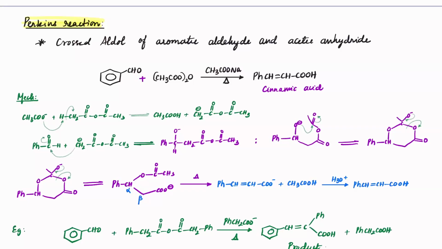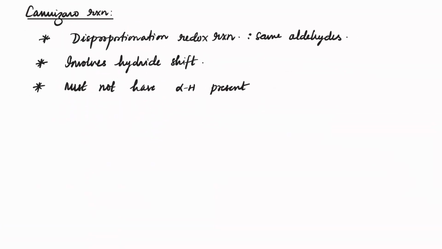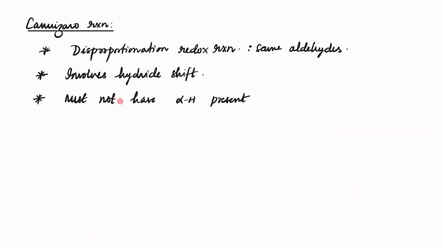Done, right? Everybody? Right. Now, let's discuss the next reaction, which is the Cannizzaro reaction. The Cannizzaro reaction is where we have a disproportionation redox reaction happening. And there must be between same aldehydes. In fact, you can have two different aldehydes also, but usually disproportionation between same aldehydes is what is observed. That's why we call it a disproportionation.